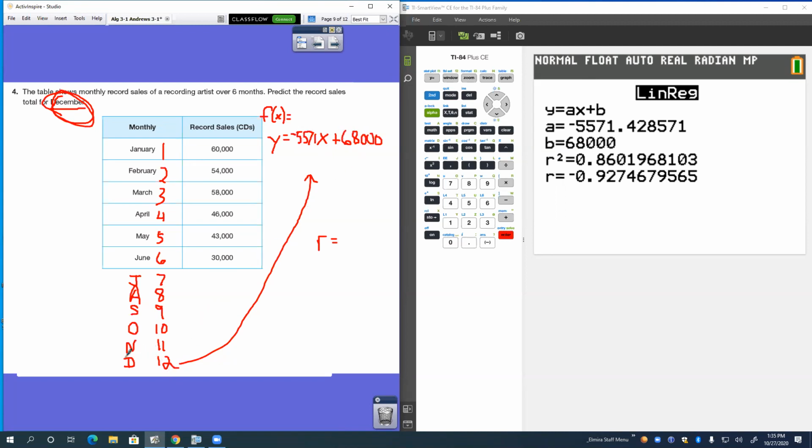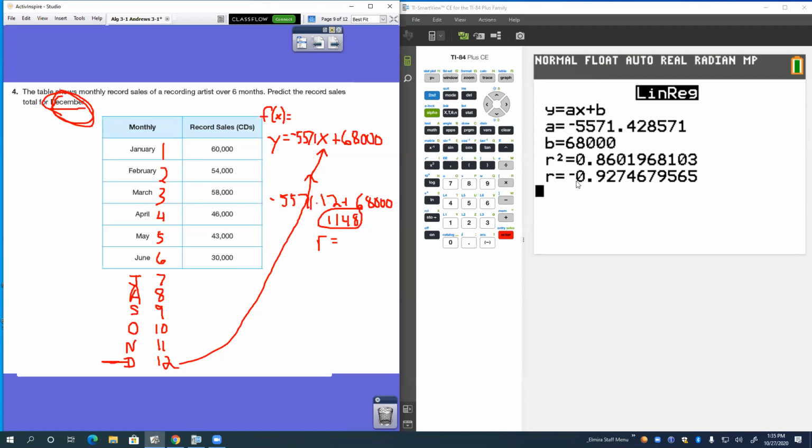So now to make our prediction for December, we need to take this 12 and sub it in for x. So we're going to have negative 5,571 times 12 plus 68,000. Or again, you could type it into your y equals and look at the table. Either way that you do this, you should get an answer of 1,148.